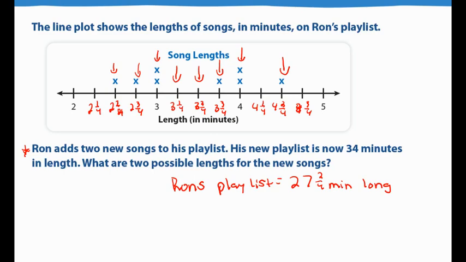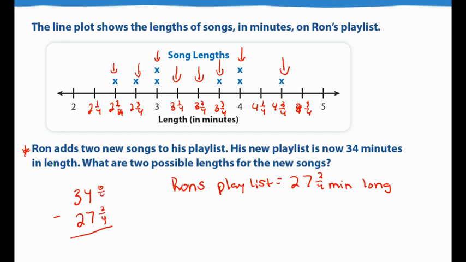So I've got to figure out 34 minus 27 and 2/4, and then I've got to figure out 2 songs that would add together to give me that amount. So let's see how much longer now Ron's new playlist is than his original one the chart showed. So we would take 34 minus 27 and 2/4. So here I have nothing. Okay, so it's 34 minus 27, but I have 2/4 here.